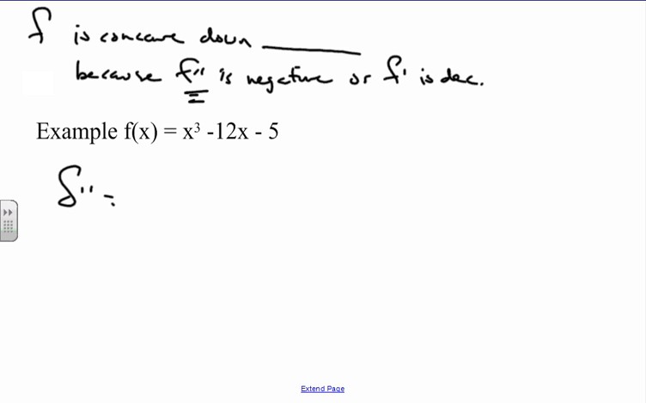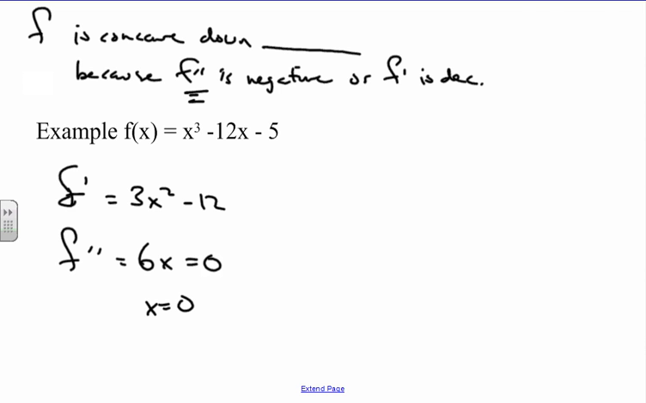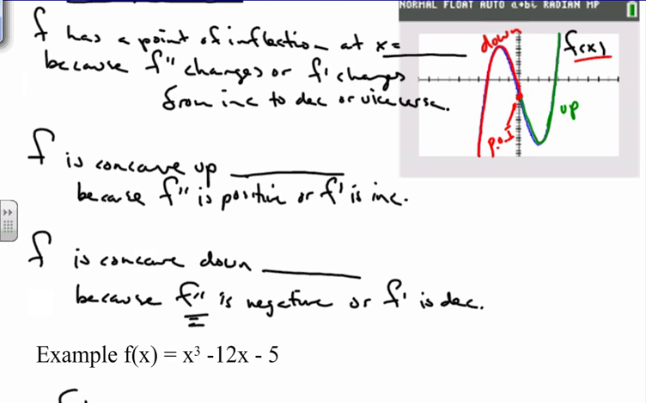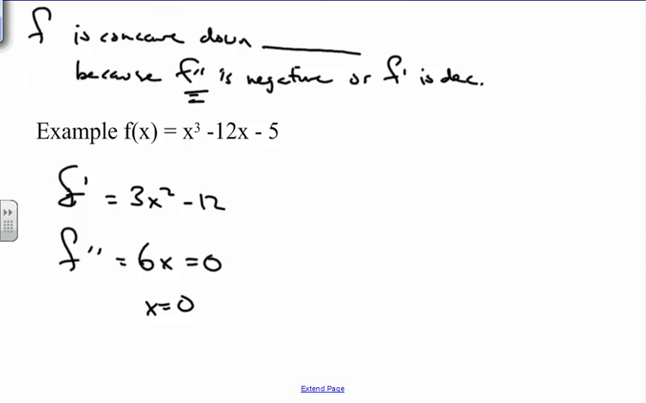We're finding f prime first to get f double prime. f prime is 3x squared minus 12. To find f double prime, we're going to have 6x, and then we set that equal to 0 because we have to figure out the critical points of f double prime. What we have right here is that it's going to equal 0. Looking at my graph, I'm pretty awesome, because it looks like it's going to be at 0.